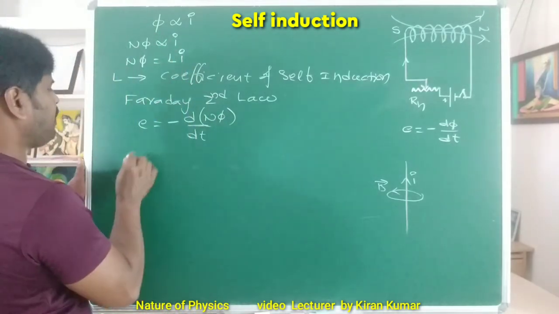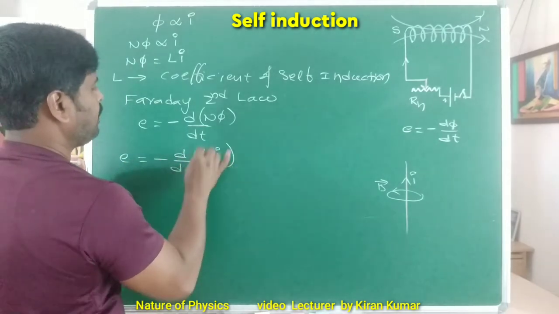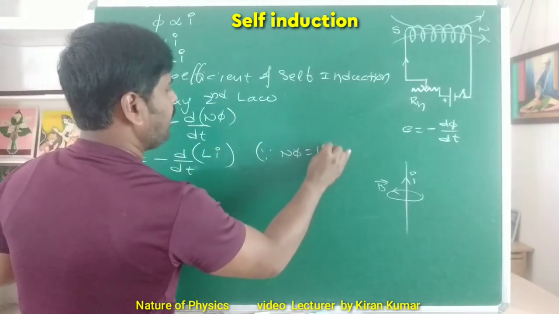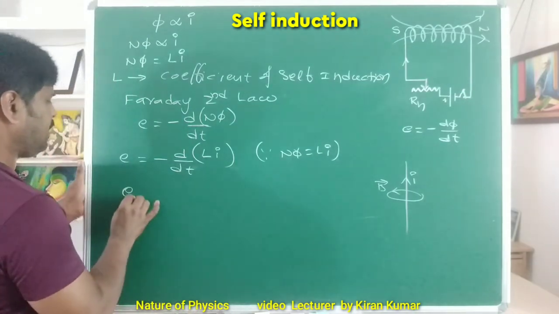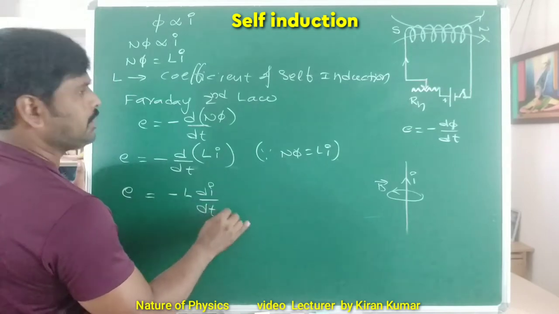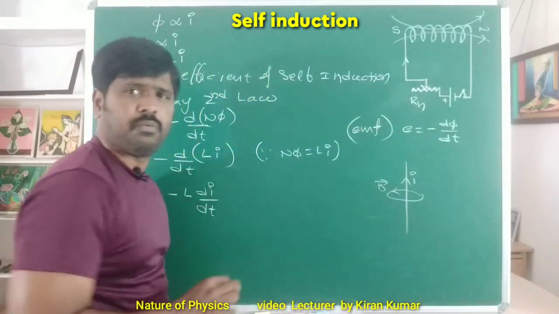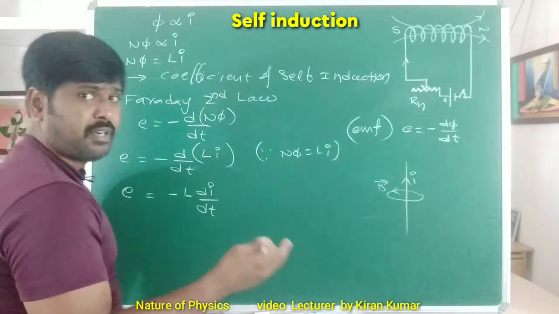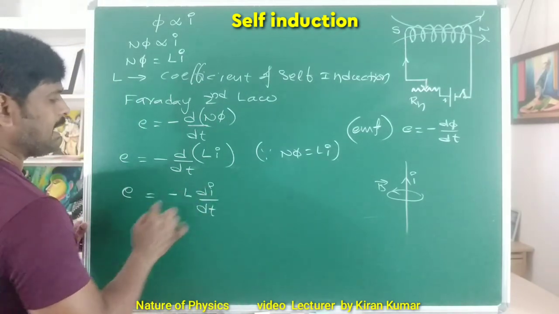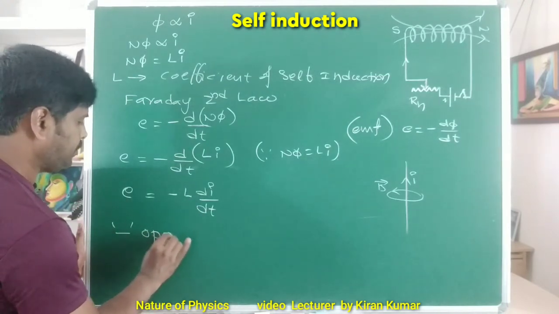So N phi is equal to what? d by dt of L I. Since N phi is equal to L I, E is equal to minus L dI by dt. E is nothing but EMF, electromotive force. We already did this in previous videos. So we got E equal to minus L dI by dt. Minus indicates the opposite direction.